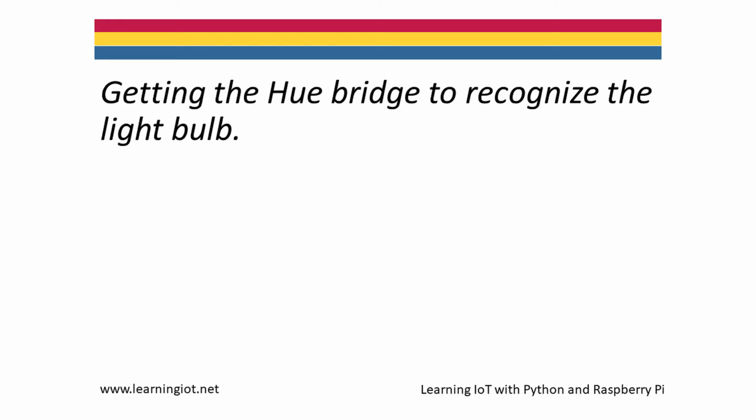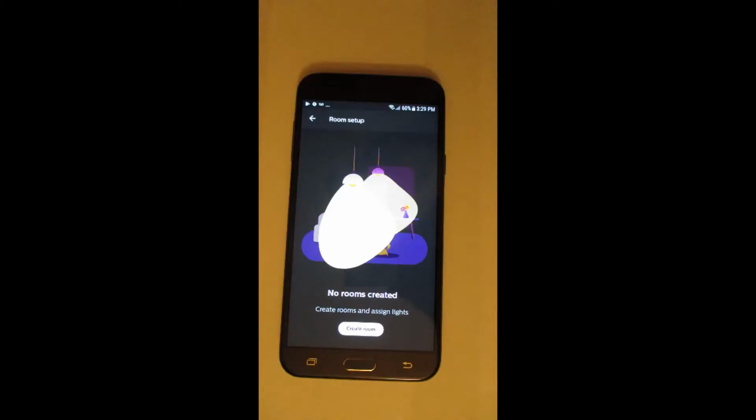Click on the Hue app, click on Create Room, Create Living Room, and Room Type Living Room. Then click on the check mark.